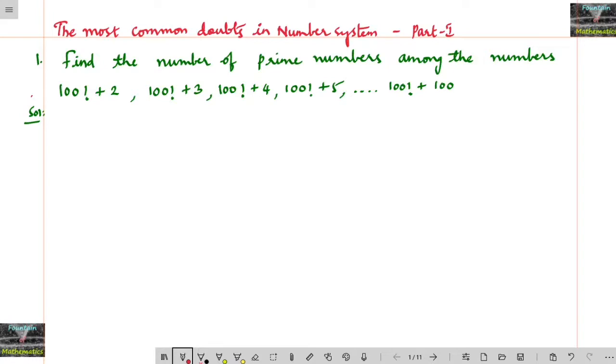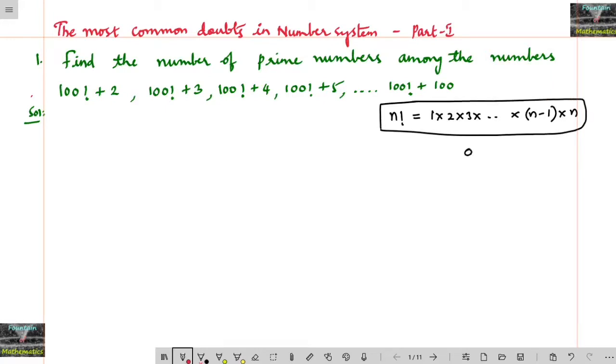Let us explore this. First let me explain what factorial is. n factorial is nothing but the product of the first n natural numbers: 1 into 2 into 3 and so on, into n minus 1, into n. So this is the definition of factorial. And also we can remember that 0 factorial is equal to 1.